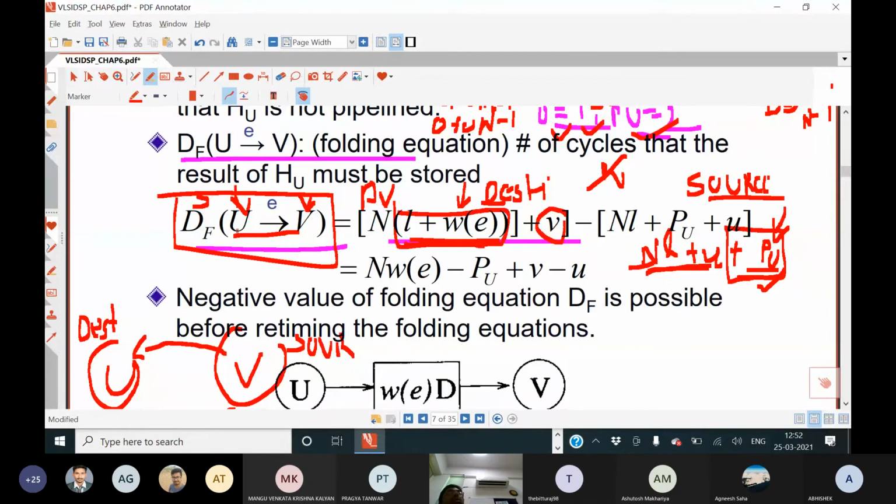Now in order to know the time for the source node completion, I should know the PU of U. That means how pipelining is being applied to my source node. So that's why PU is there. There is no PV for this particular equation. And this way, this will be your final equation that you will apply for a folding transformation. Okay.